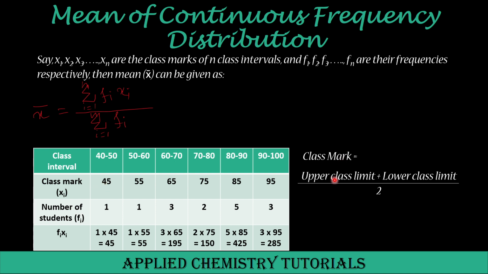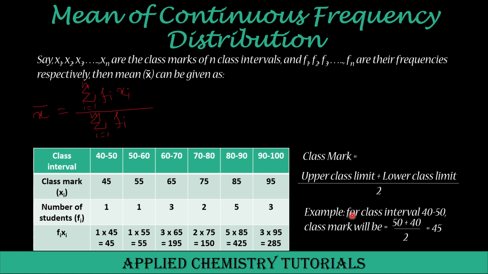The class mark is given as the upper class limit plus the lower class limit of a given class interval, divided by 2. So for example, for the class interval 40 to 50, the class mark will be the upper class limit 50 plus the lower class limit 40, divided by 2, or 45. Similarly, we can have all the class marks shown here in the given table.